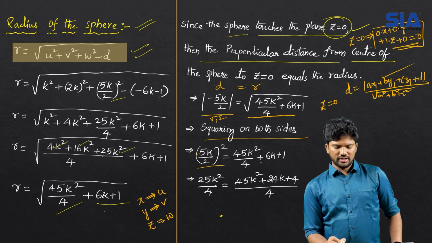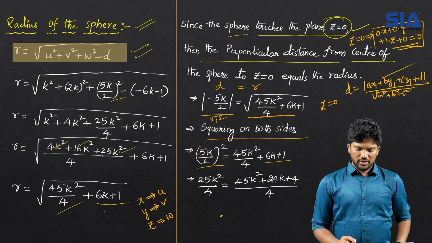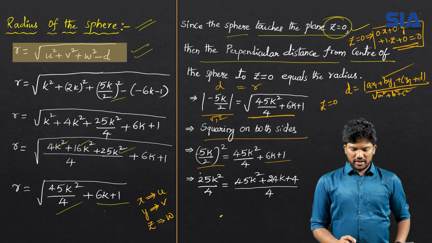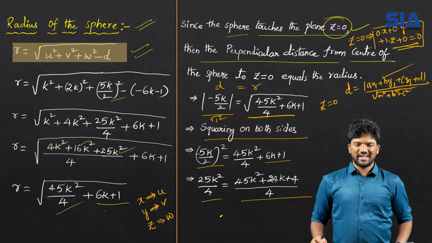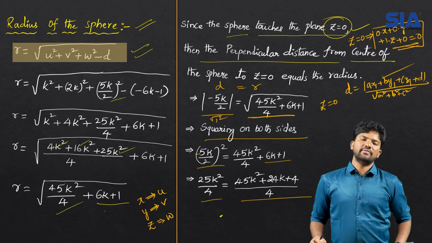So here minus is there. 45k square by 4 plus 6k plus 1. Therefore if you apply the square, minus 5k whole square means 25k square, and 2 square means 4. So take the LCM: 45k square plus 24k plus 4 by 4.